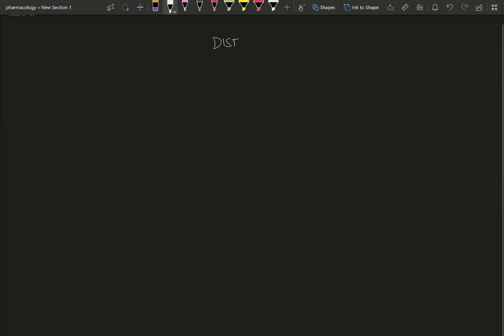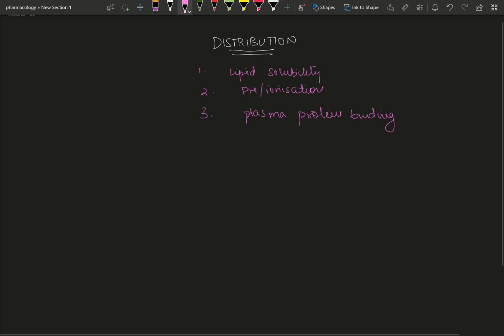Okay, so let us start with our discussion on the topic of distribution. Previously we talked about absorption in really great detail. In distribution, there are certain factors which affect distribution. Number one being lipid solubility. Number two being pH or ionization. Number three is plasma protein binding. All these three we have discussed in absorption and we know the concept well. The same concept applies in distribution as well for all three of them.